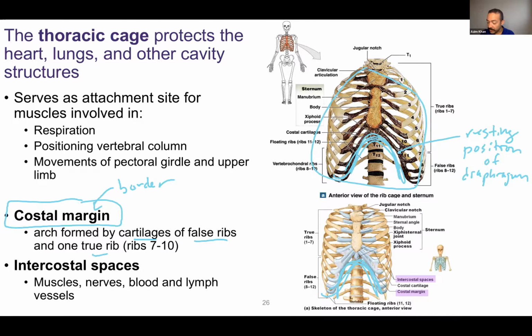There are spaces in between your ribs. All those spaces in between your ribs are called intercostal spaces. They allow space for your thoracic cage to expand and recoil, but also you have muscles in between that allow for the breathing, and nerves, blood vessels, and lymph vessels passing in between.